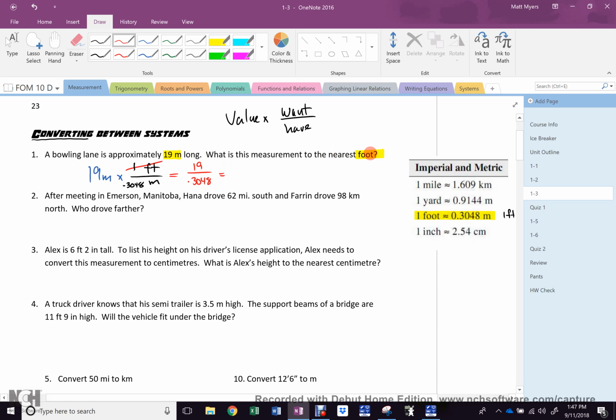To the nearest foot. So no decimals. No decimals, no inches. And you will find that it is indeed, as Ariana has said, 62 feet. Is everybody good?